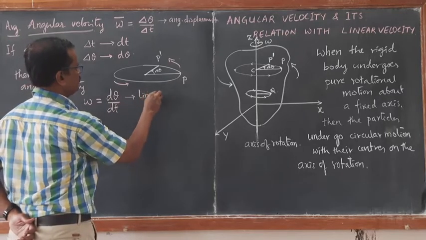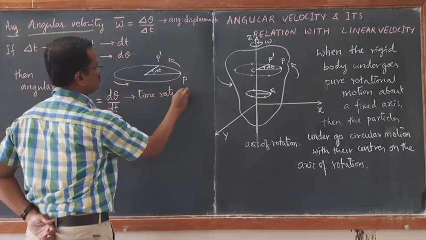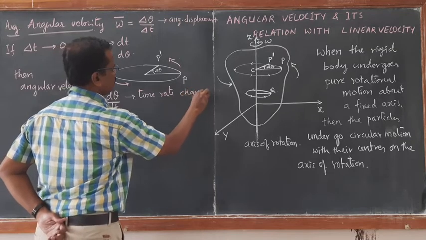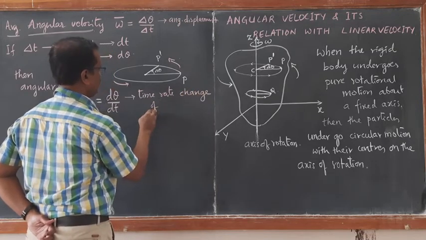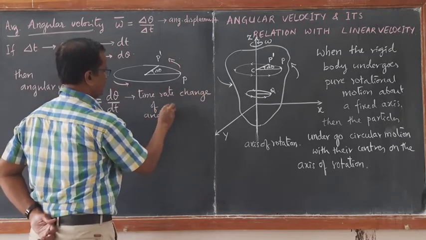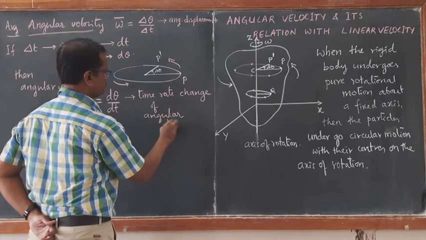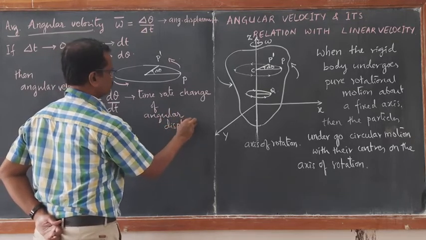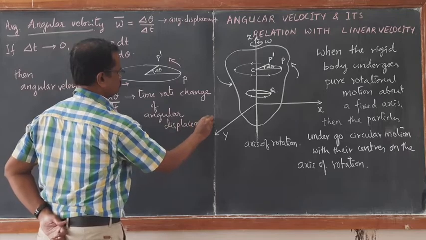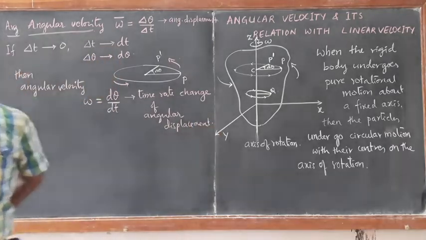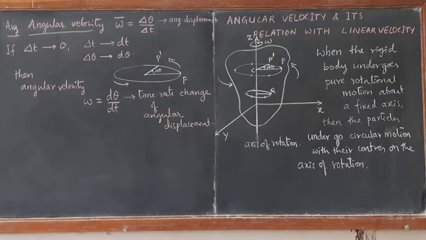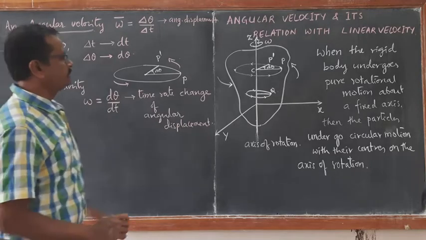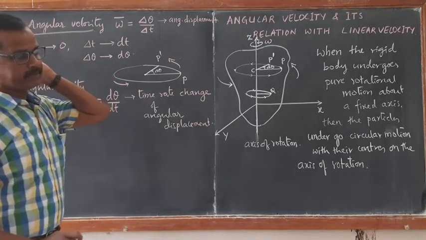That is, the rate of change of angular displacement with time. Angular velocity is the rate of change of angular displacement. Now we already know the relation between angular velocity and linear velocity.